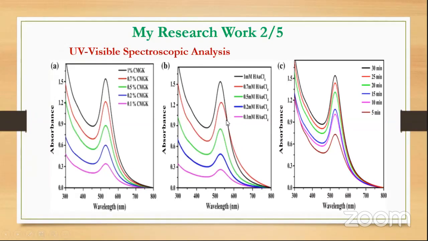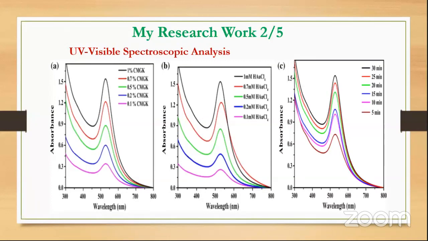As I increase the concentration of the gold solution, the intensity of the peak increases. So it is concluded that by increasing the concentration of the gold solution and of the gum solution, the formation of the gold nanoparticles also increases. More gold nanoparticles are formed by increasing the concentration of the gum as well as the gold solution.